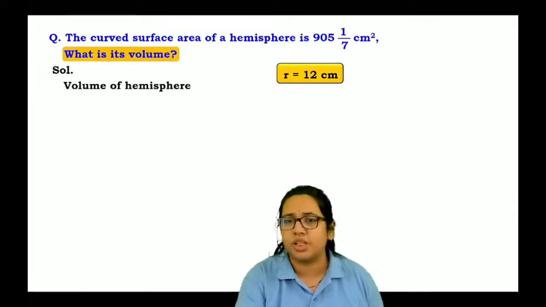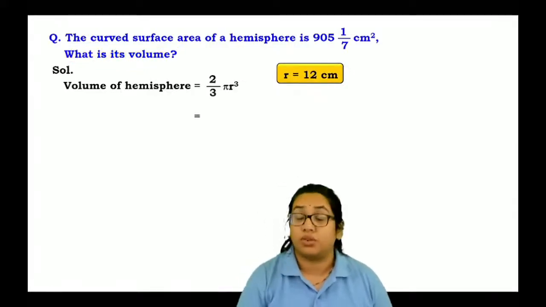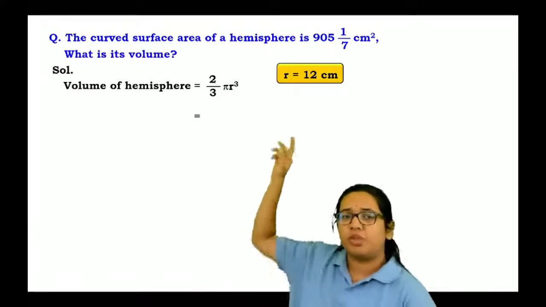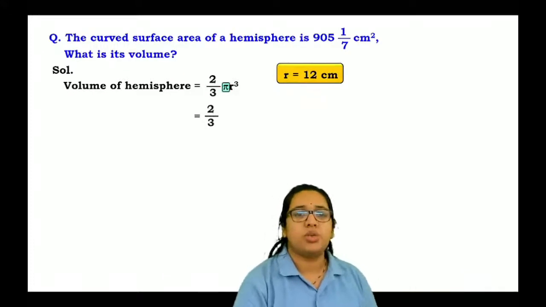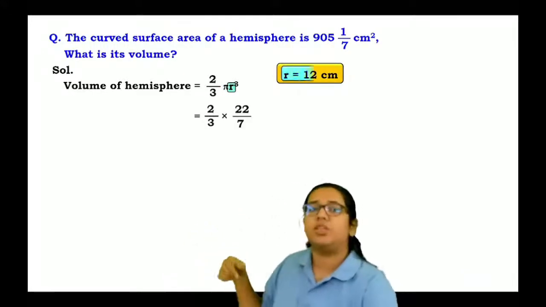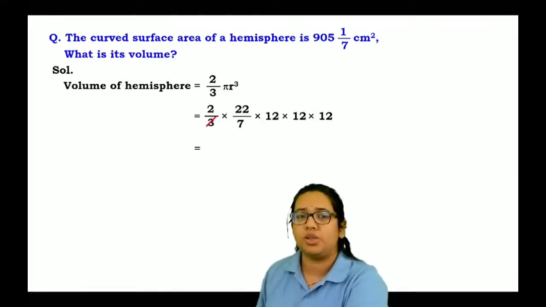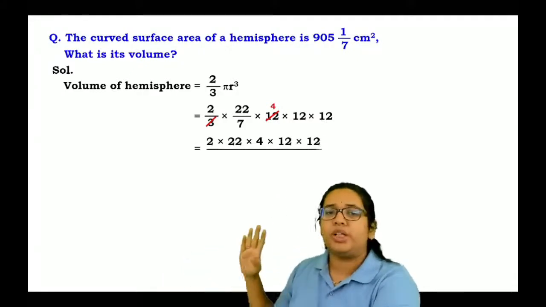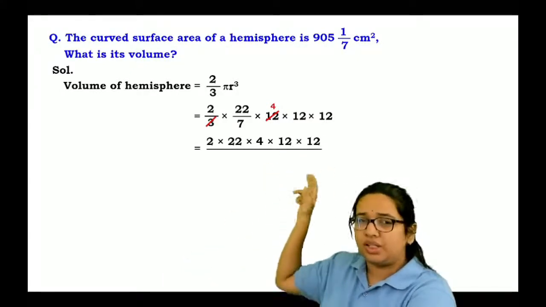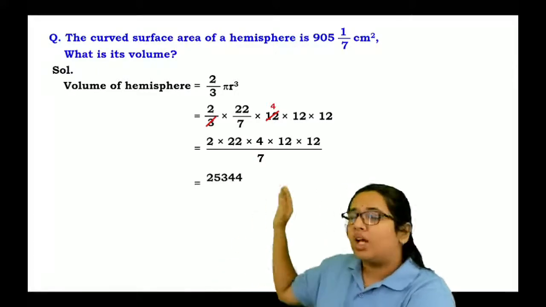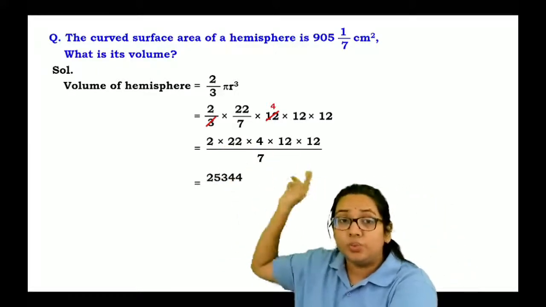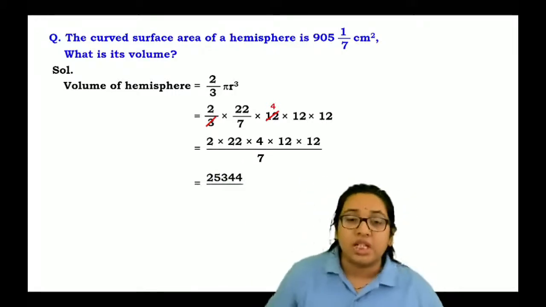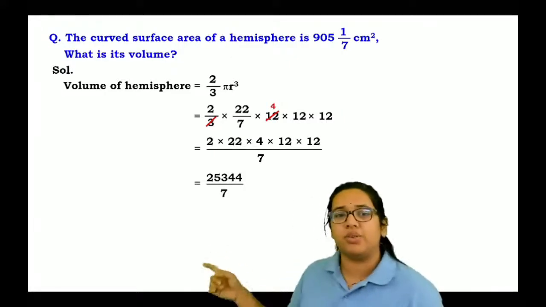So volume of a sphere is nothing but, volume of the hemisphere is nothing but 2 upon 3 pi r cube. So we just put the value of r here. So 2 upon 3 into 22 upon 7 into r cube, which is nothing but 12 into 12 into 12. So 3 ones are 3, 3 fours are 12. So value will be 2 into 22 into 4 into 12 into 12 upon 7. So after doing the calculations of the numerator, you will get its value as 25,344. We just have to divide it by 7.